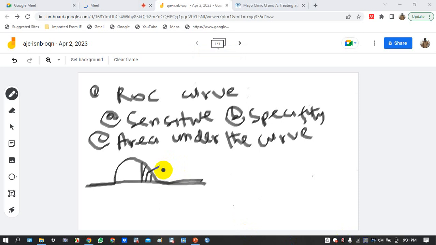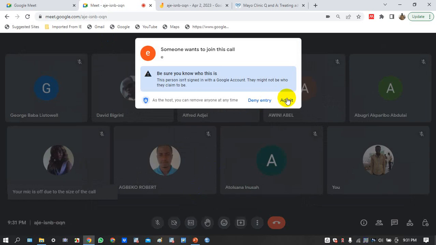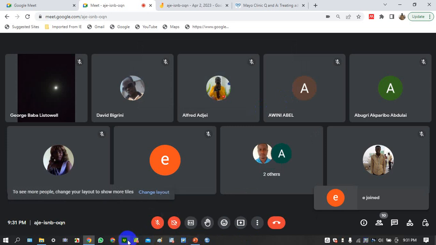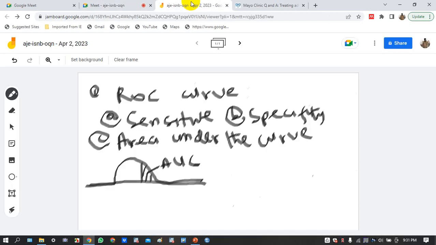Hello class, the network went. Okay, so all the people over here are what? Those who fall under AUC. So all the people over here are those who fall under area under the curve. So I lost connection, sorry. So all the people over here in this shaded region of the curve are those who fall under the AUC.